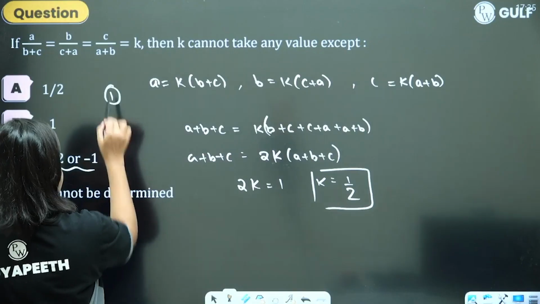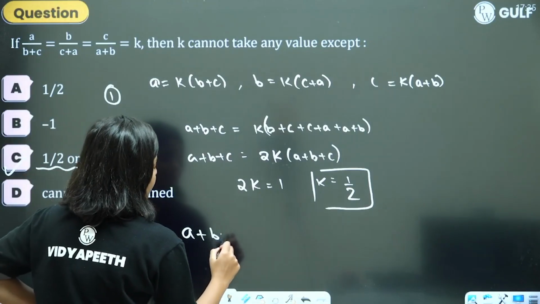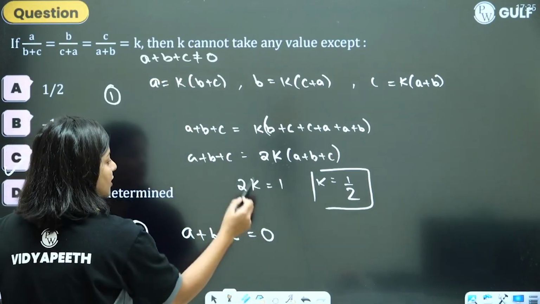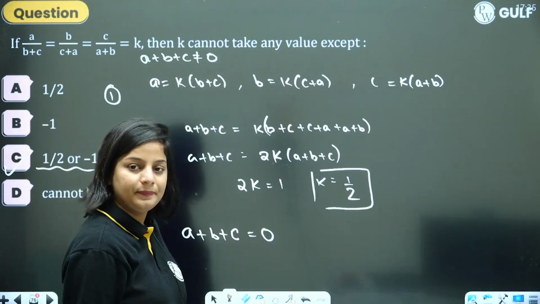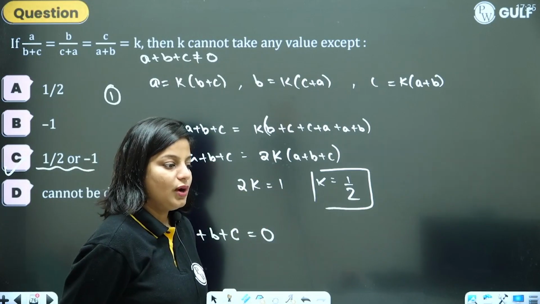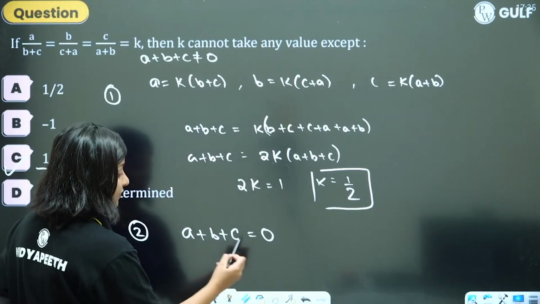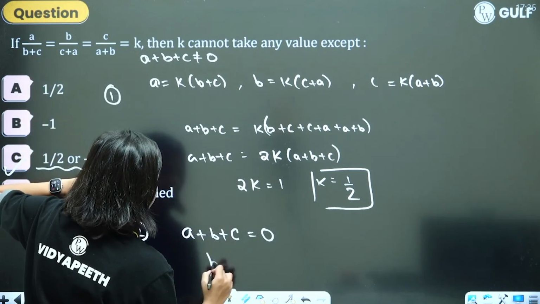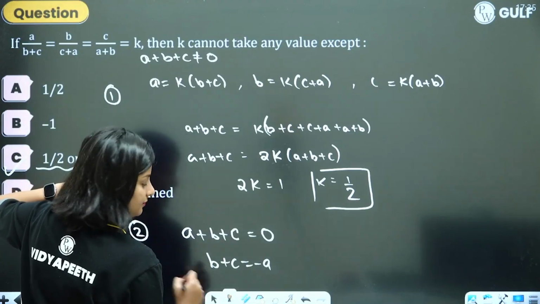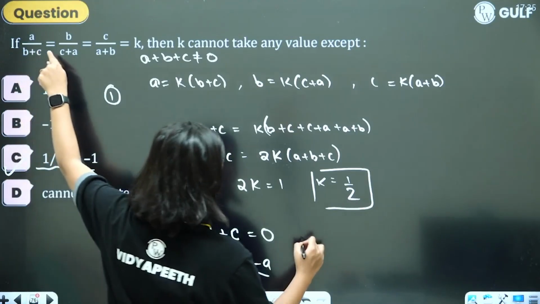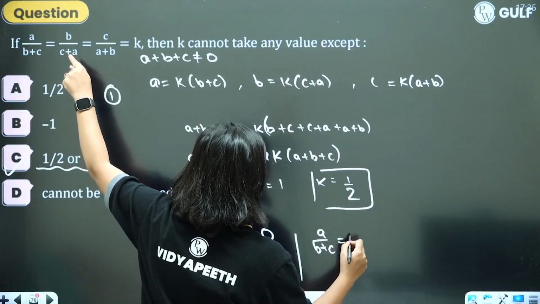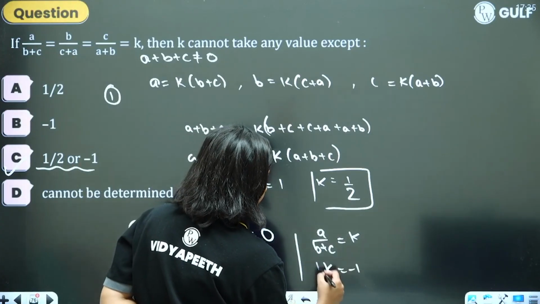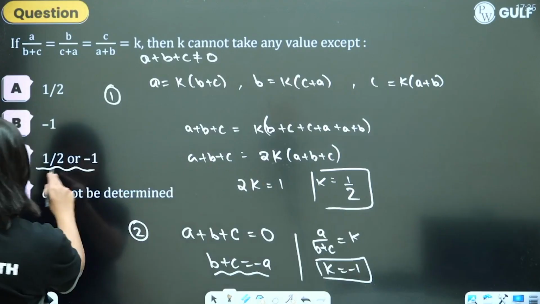This was the first case. Second case, let's assume a plus b plus c to be 0. The first case was a plus b plus c is non-zero. Only if it is non-zero can I cancel, isn't it? Otherwise I can't. So if it is 0, what will happen? From here can I say b plus c is equal to minus a? If b plus c is minus a, substitute here a upon b plus c is equal to k. B plus c, substitute minus a, k is equal to minus 1. So that's why the answer is option C.